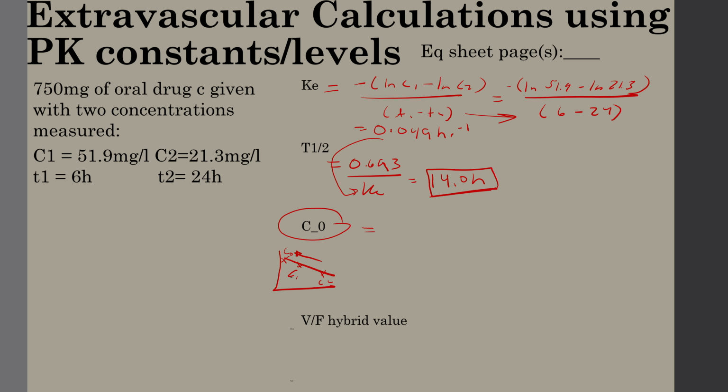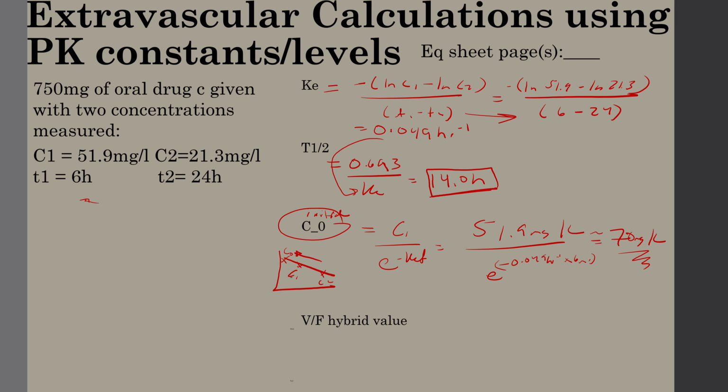So C naught is equal to C1 divided by e to the minus Ket. C1 is 51.9 milligrams per liter, divided by e to the minus 0.049 hours negative 1, something we determined above, times 6 hours, because that's time 1. Okay? When you do out that math, if you make it just a nice round number, we're looking at around 70 milligrams per liter. And that checks out in our head because we'd expect a higher concentration for C naught, or initial concentration.